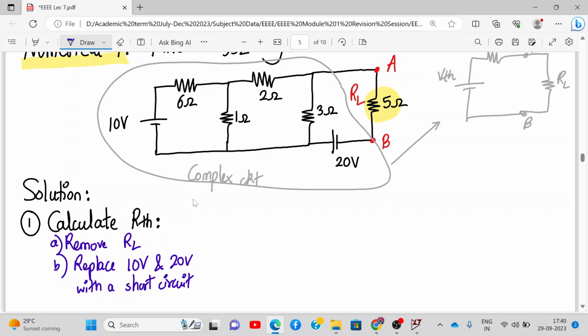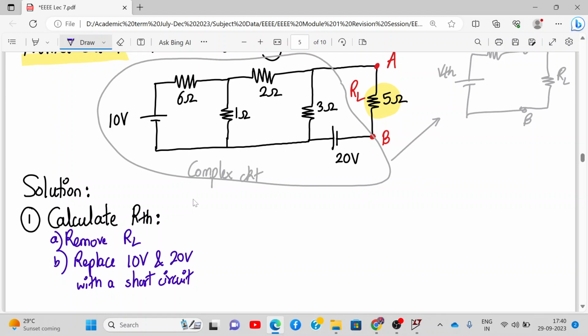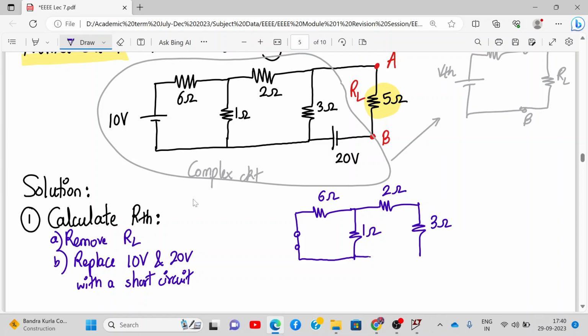Now let me redraw the network again over here. We have drawn the 6 ohm resistance, then we have the 1 ohm resistance over here. The 10 volt voltage source will be short circuited, so this is what short circuited means. Then we have the 2 ohm resistance, followed by the 3 ohm resistance, and then we have another voltage source, which we short circuit too. Then we connect the terminals A and B, and we remove RL, which means we have to keep it open.